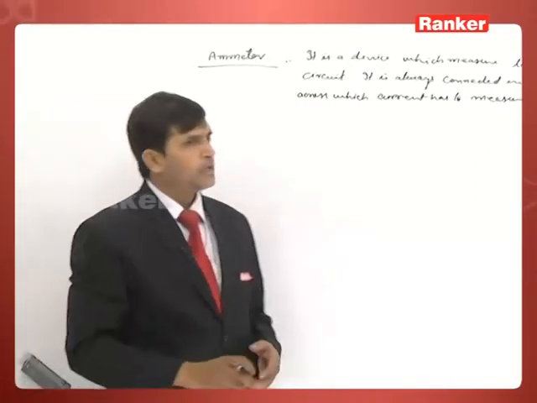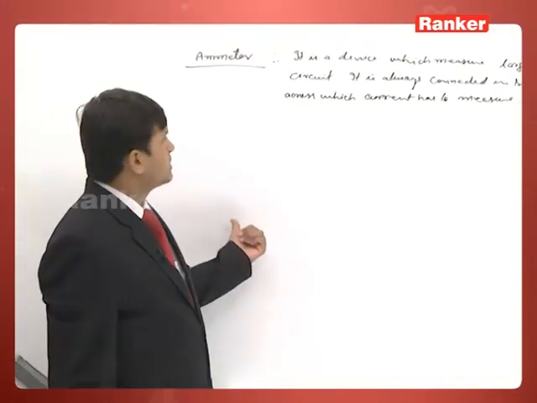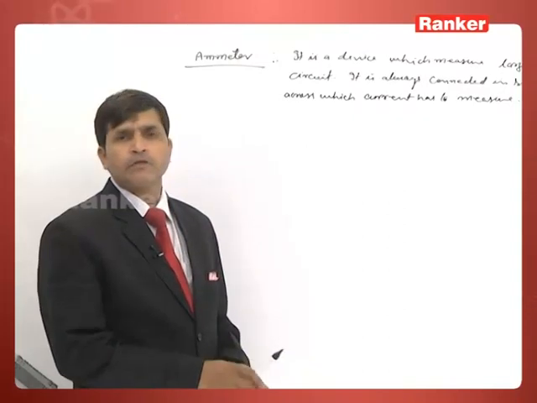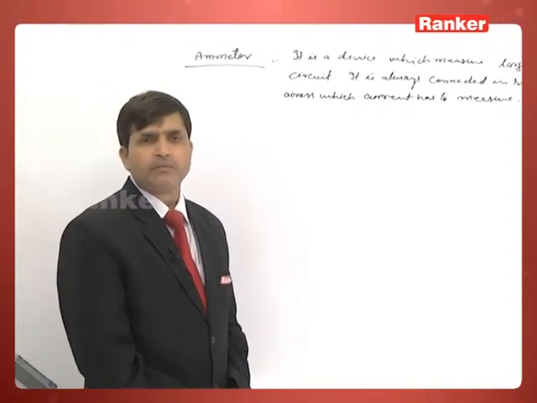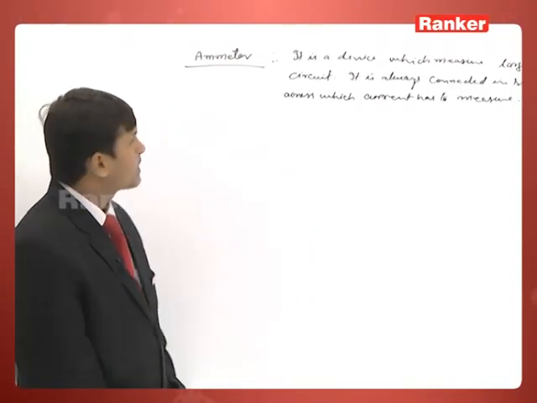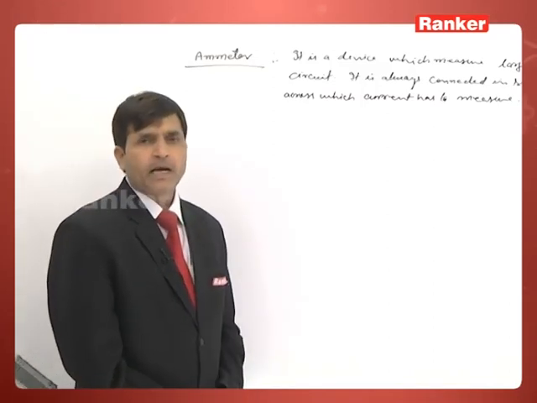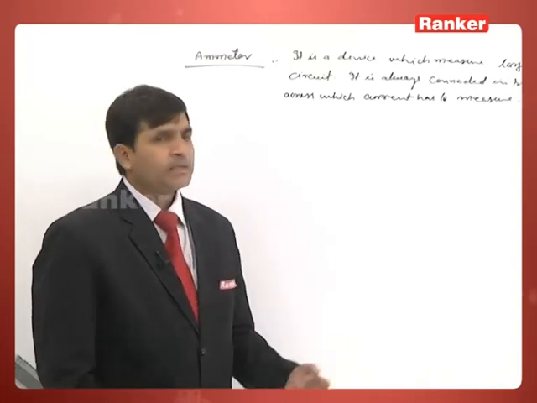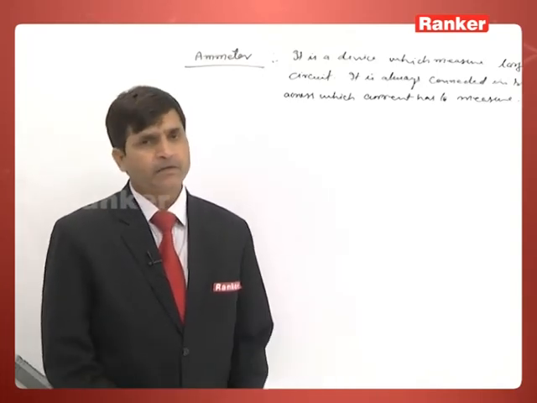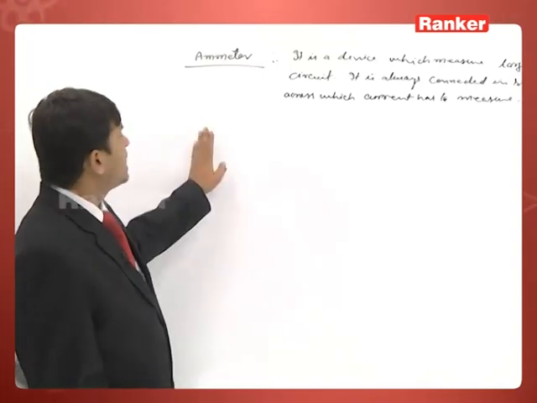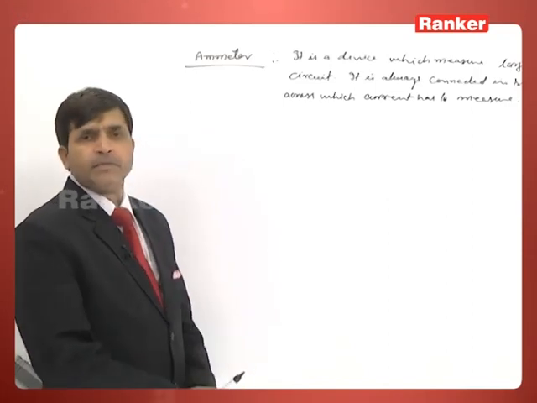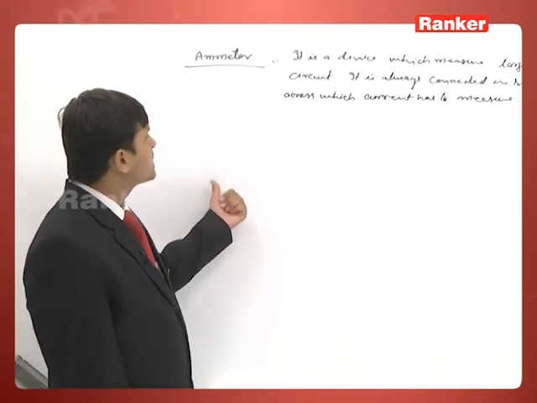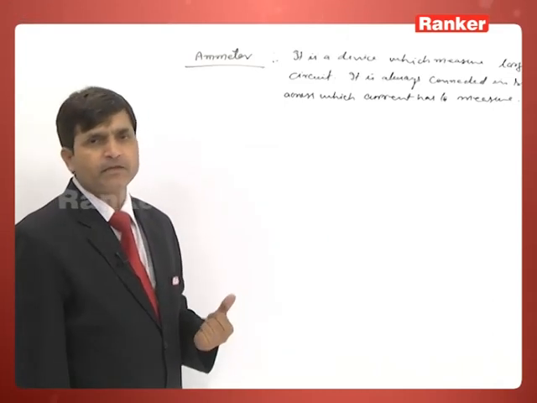So first of all, just like the galvanometer, it is also connected in series with the branch in which current has to be measured. But how are we connecting? As we discussed in the previous section, the galvanometer is a fundamental device. Similarly, an ammeter can be made with the help of that fundamental device.